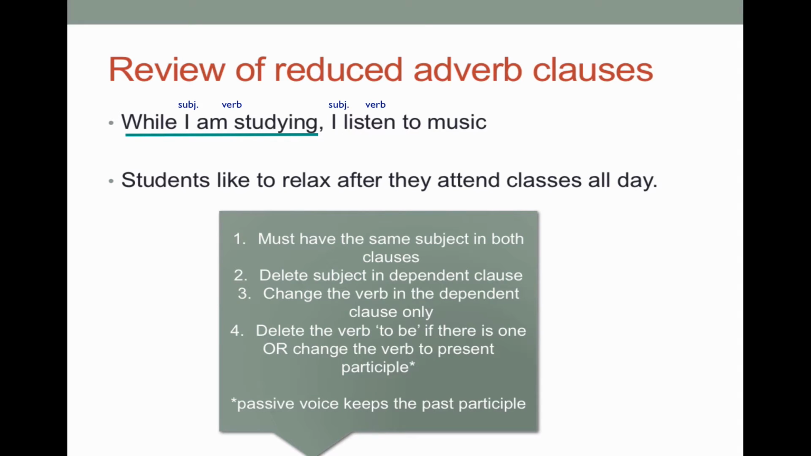I can delete the I in the adverb clause, and then I delete the verb to be because I have the present progressive, and then I change my verb to the present participle. However, in this case, studying is already in the present participle. I just leave it, and my sentence becomes, while studying, I listen to music.